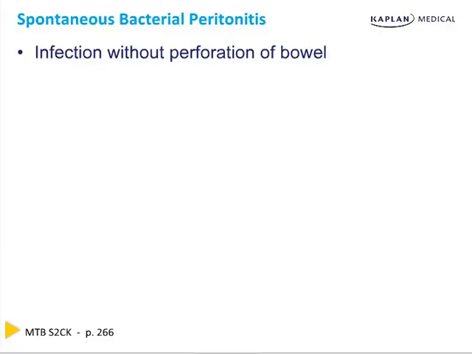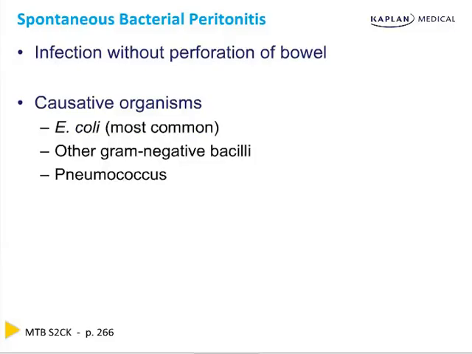Spontaneous bacterial peritonitis is an infection of the abdomen without perforation of the bowel. The organisms that cause it are E. coli, being the most common, other gram-negative bacilli, pneumococcus, and anaerobes, which are rare.